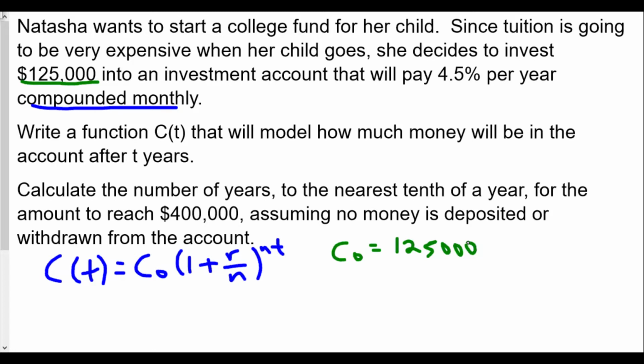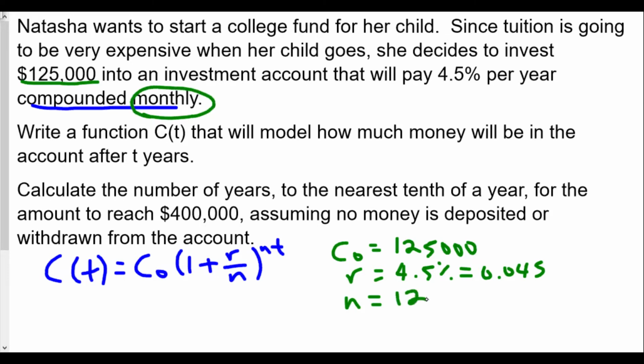Our r value is 4.5%, but you have to change it to a decimal, and to do that you divide by 100, so that becomes 0.045. Some of you guys are putting it as 0.45. That's not the same thing. You have to divide by 100. Take the rate and divide by 100. Use that decimal. The n value is the number of times compounded, and that's monthly. Because there are 12 months in a year, n is 12.